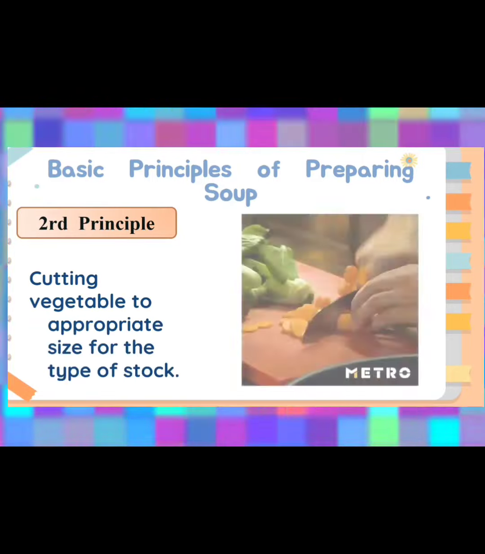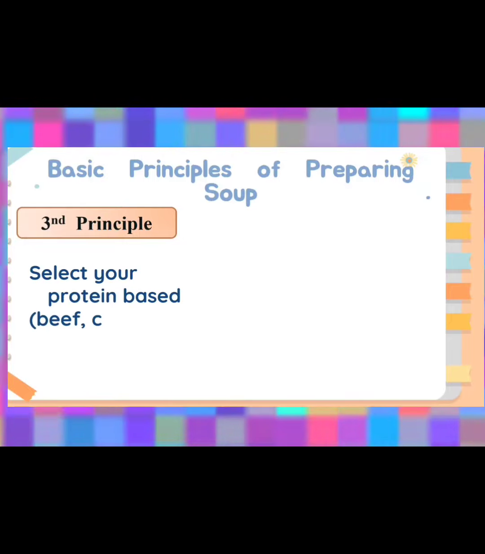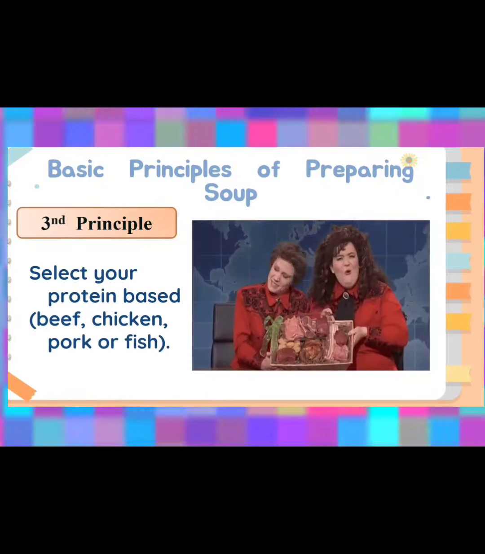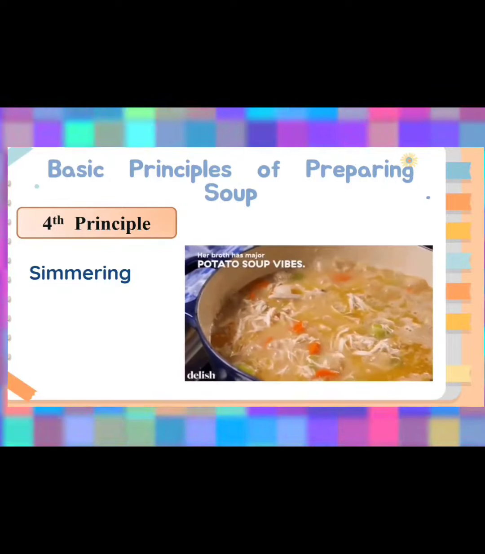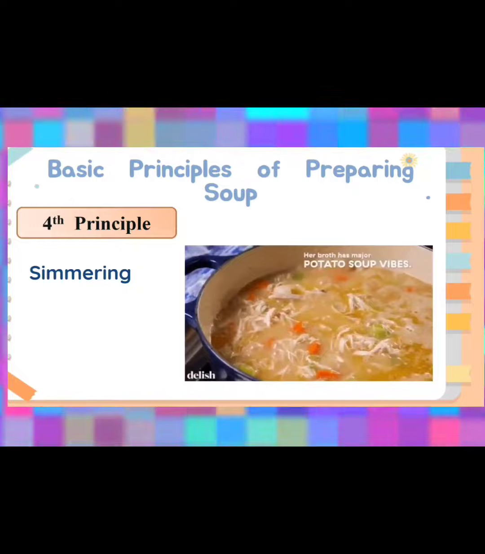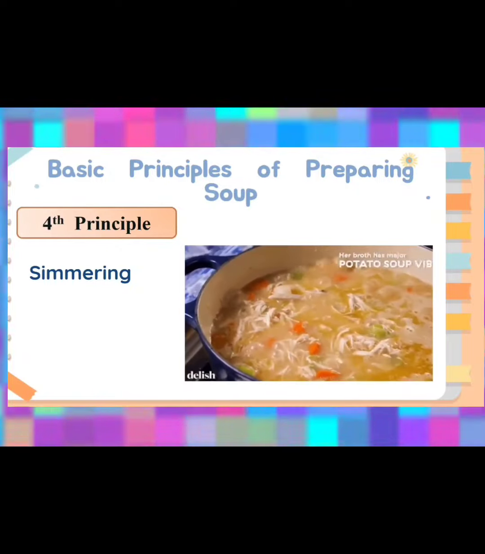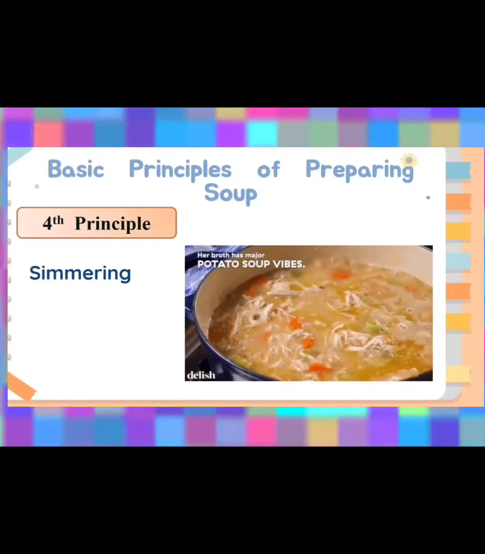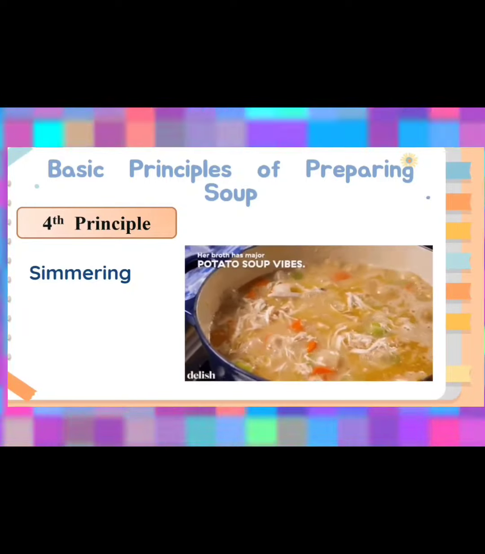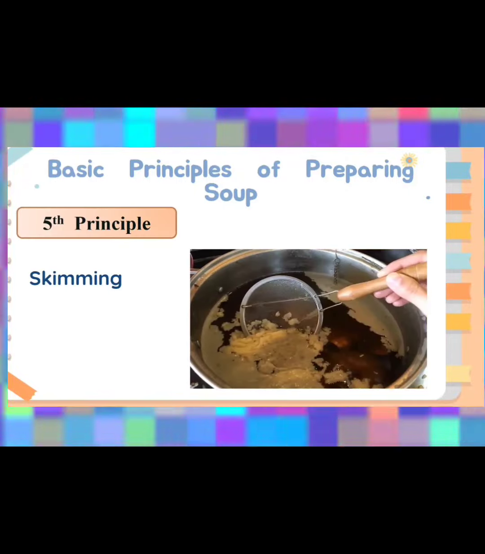Third principle, select protein base: beef, chicken, pork, and fish. Small bones are washed, roasted, or blanched. Fourth principle, simmering. Gentle extraction aids in flavor and nutrition. Boiling causes cloudiness through agitation of the ingredients. And the last principle is skimming. Keep the stock clear. The scum on top of stocks contains impurities.